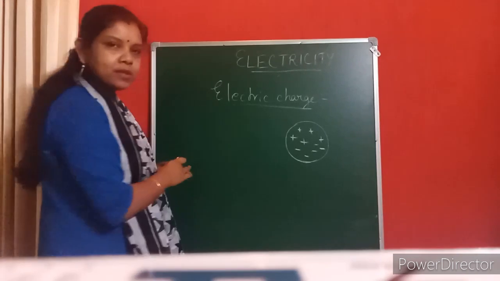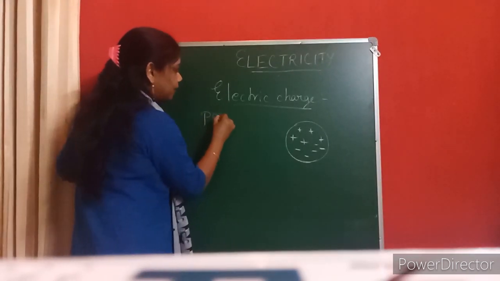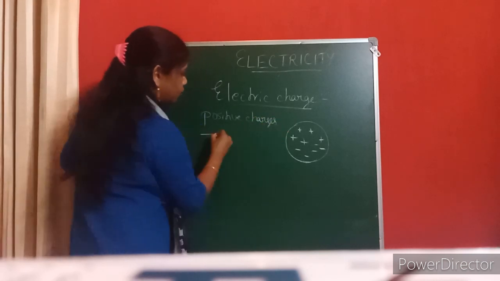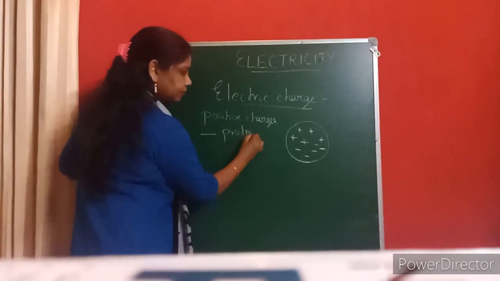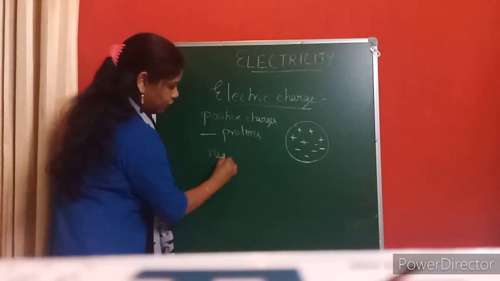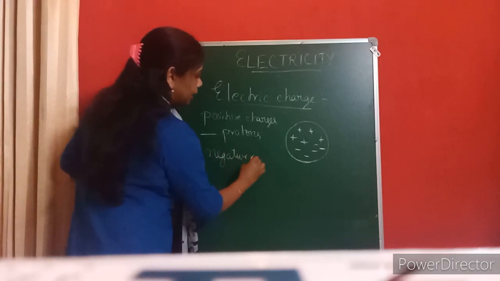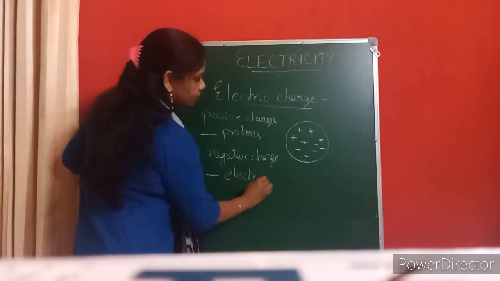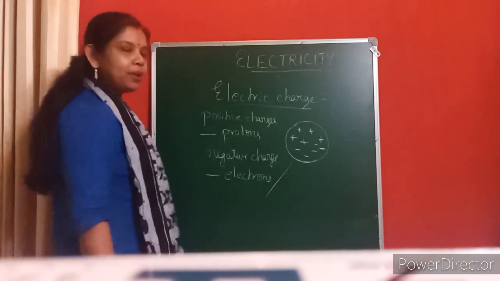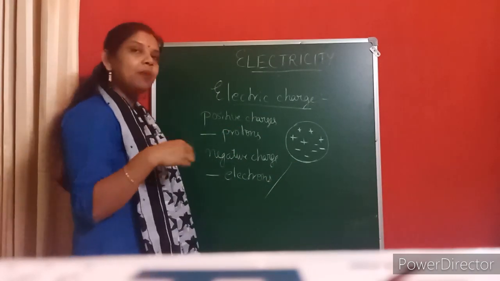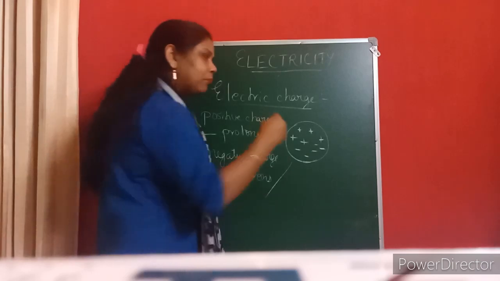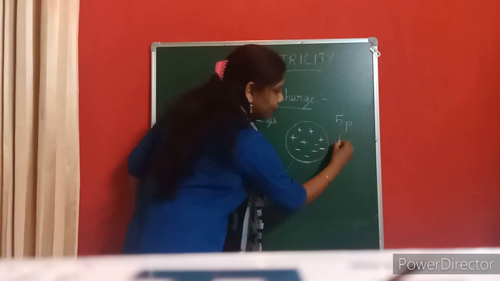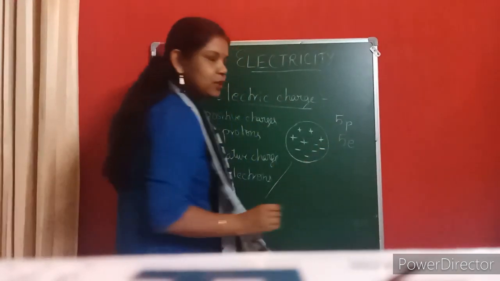What type of charge have I drawn? Positive and negative. So positive charges are what? Positive charges are your protons. And negative charges are the what? Electrons. Okay, in my diagram, how many positive charges are there? 5. How many negative charges are there? 5. So let me write 5 protons. Understood? Then 5 electrons.